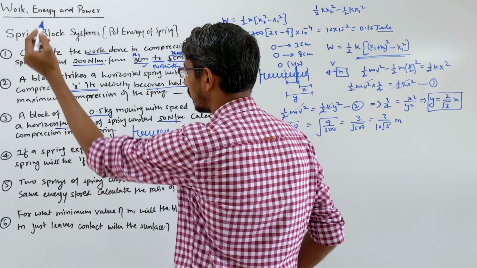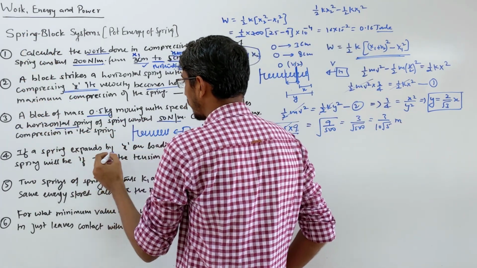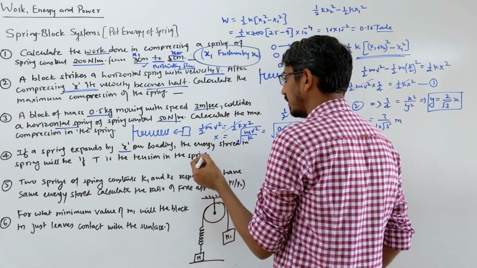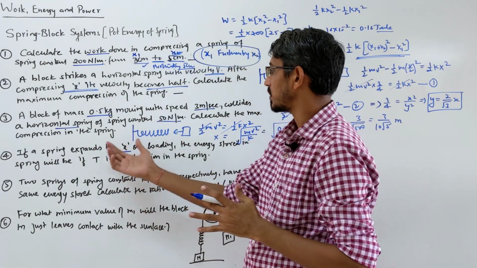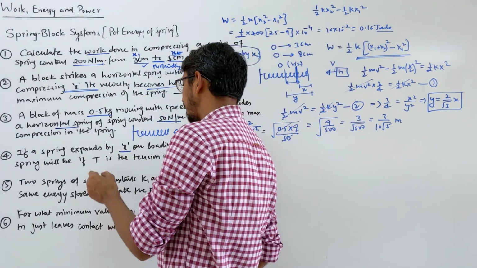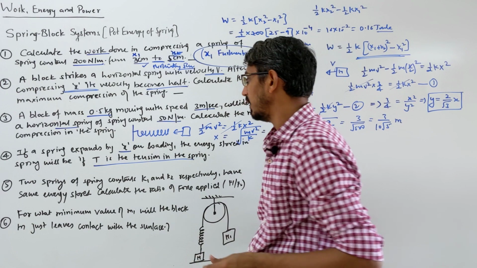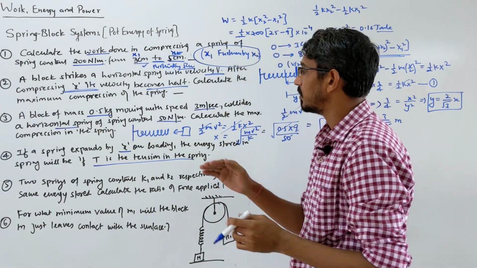So that was a simple problem. Let's look at the fourth problem. If a spring expands by x on loading, meaning you are applying some force and the spring is expanding by x amount, then the energy stored in the spring will be, if T is the tension in the spring, or spring force, whatever they are calling T. So you have to give the answer in terms of the force.